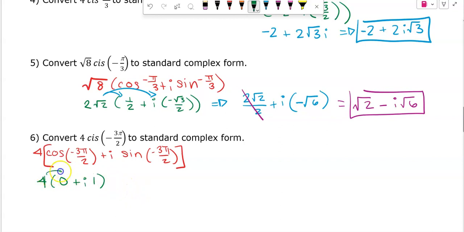So 4 times 0 is going to get me 0. And then 4 times 1i is just 4i. So really, this simplifies down, and in complex form, it's just simply 4i. That's it. That's my standard complex form for that one.